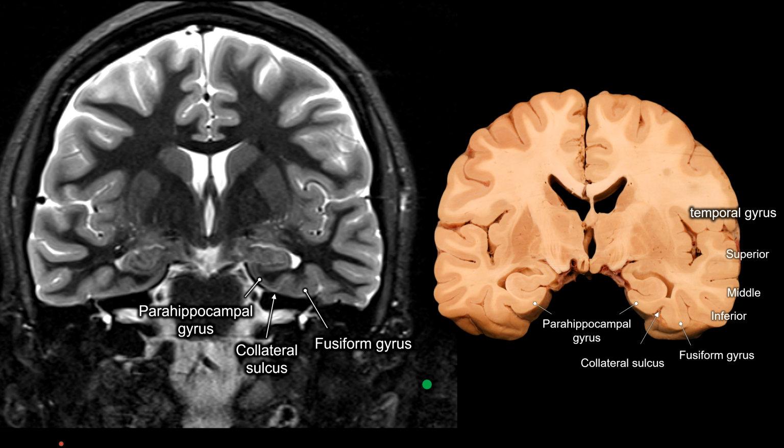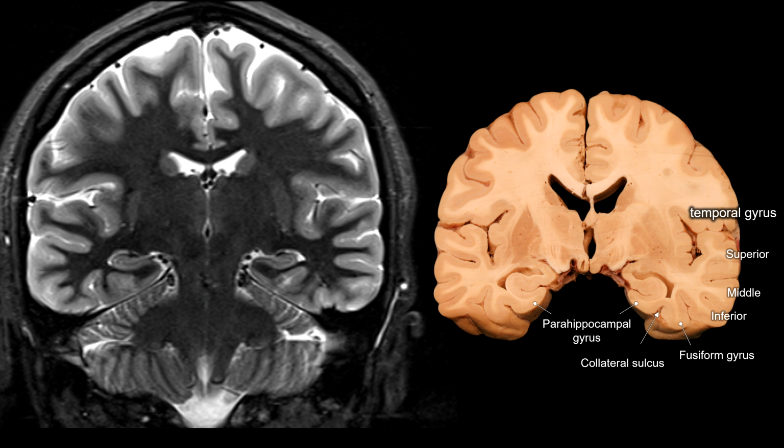Other structures that we mentioned earlier, you can see adjacent to the hippocampus, you have the parahippocampal gyrus. The next sulcus is the collateral sulcus. That separates the parahippocampal gyrus from the fusiform gyrus. Next to that, you have the inferior, middle, and superior temporal gyrus.